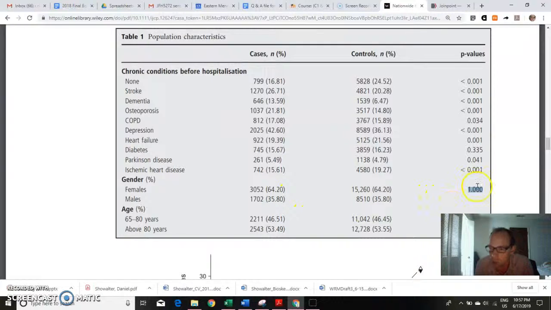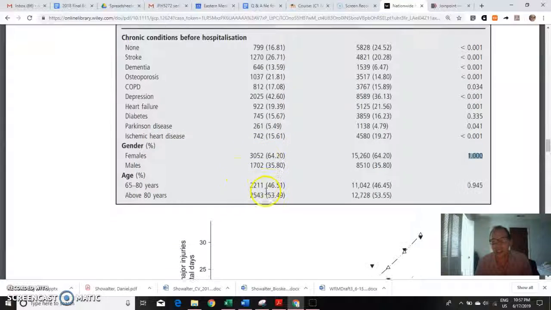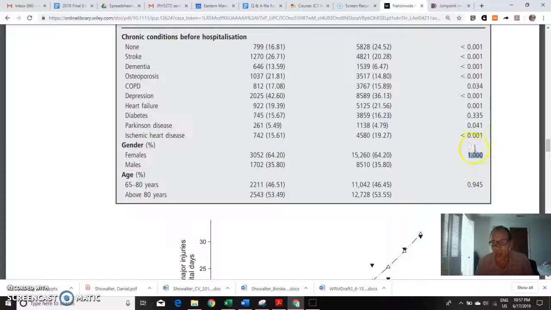So they controlled this p-value to make sure that there was no significant difference in gender. Now here they can't control on everything. It's just not possible. What they could do is statistically do some controls, but in terms of the physical actual patients and their qualities, they could only control a couple things. They chose to focus on gender and age.